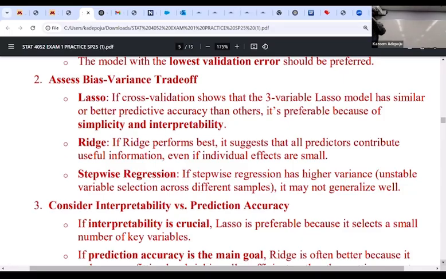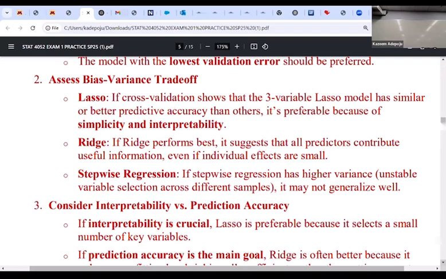Why do I say simplicity? Because the lasso will get rid of some redundant predictors, which is going to make your model simple. Your model is not going to be complicated anymore. And if your model is simple, then you can interpret easily. That's what it means. Now for ridge, if ridge performs best, it suggests that all predictors contribute.